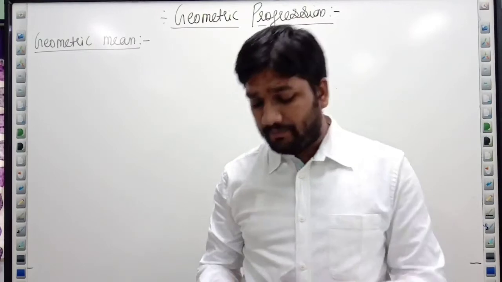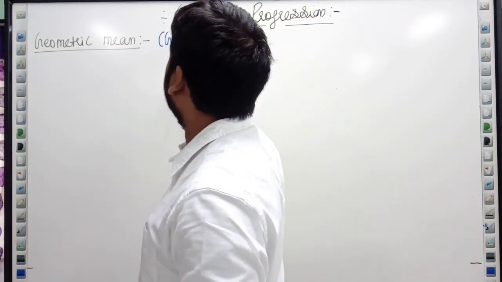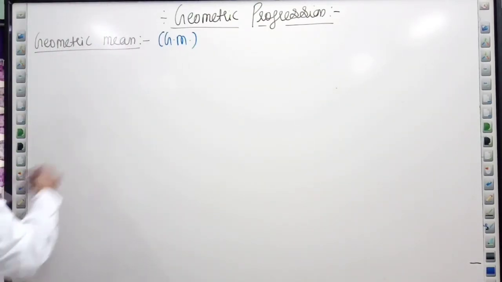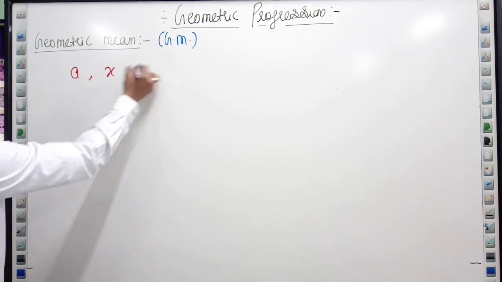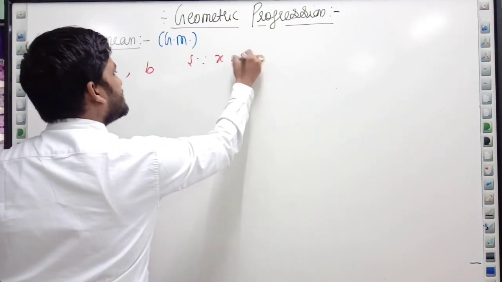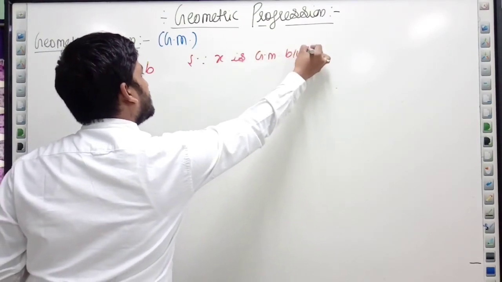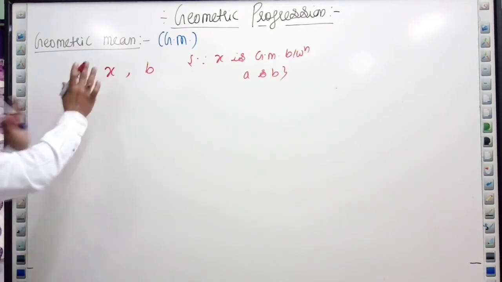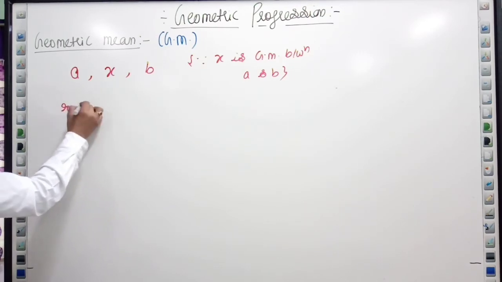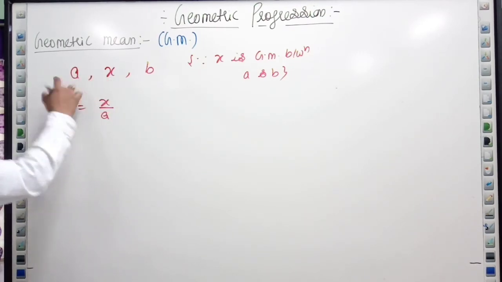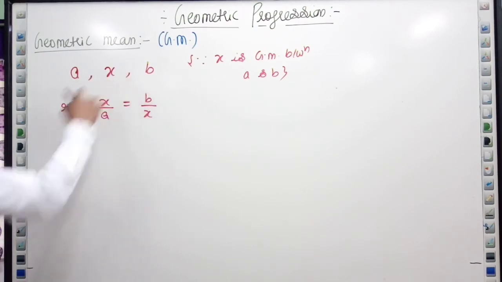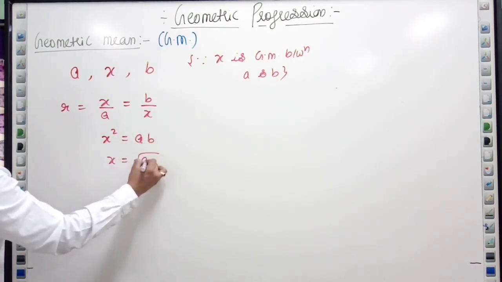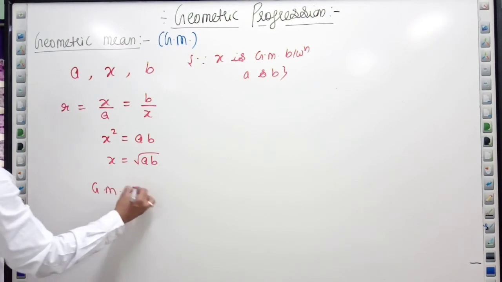Now next is geometric mean, which can also be written as GM, as we have already discussed arithmetic mean in the previous topic. If I insert a geometric mean x between a and b, then the series will be a GP. The common ratio r will be equal to x upon a, second term by first term, and equal to b upon x, third by second. Cross multiplying, x square equals ab and x equals under root ab. This is what the geometric mean of a and b is: root of ab.